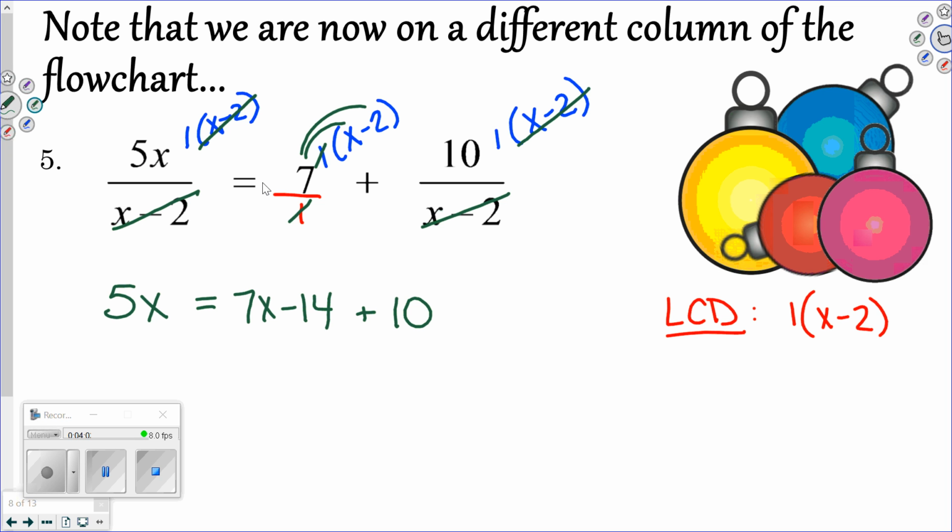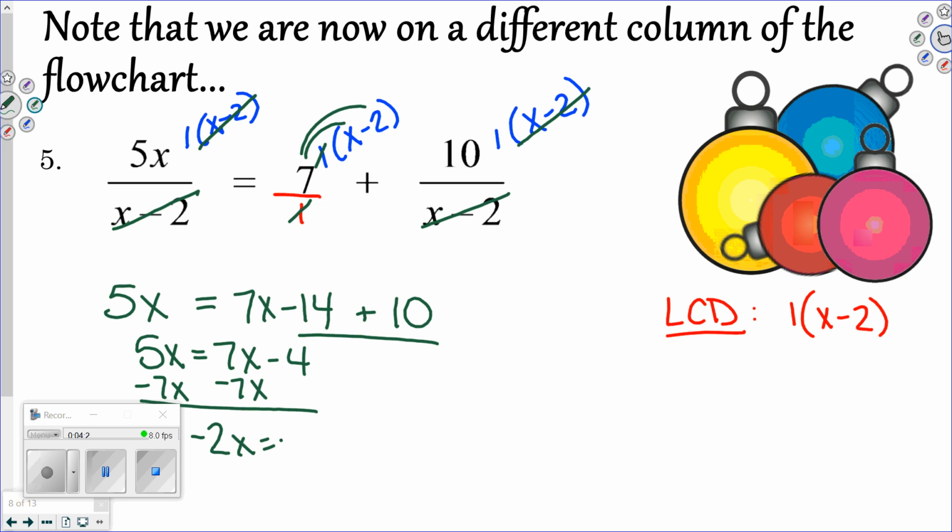It says solve. Well, all right. I got some like terms over here. Let's put those together. That's negative 4. Set this one equal to 0 or just solve like normal? Just solve. There's no x squared. I'm going to subtract 7x over. So negative 2x equals negative 4. Divided by negative 2, so x equals 2.